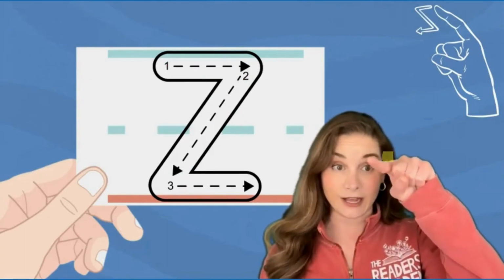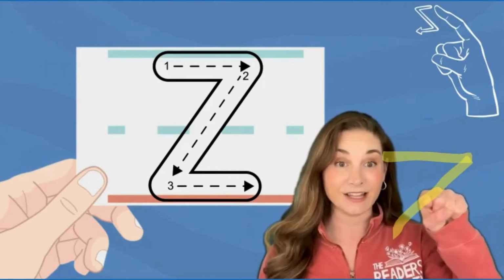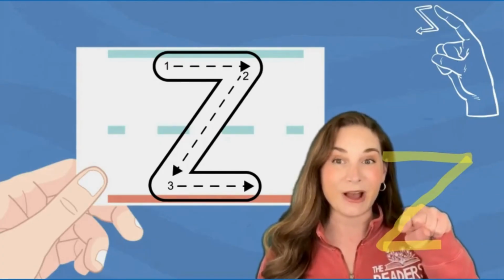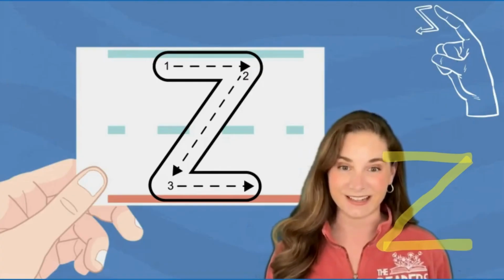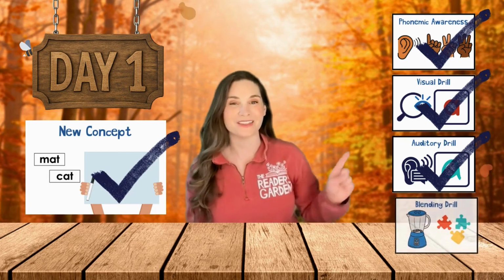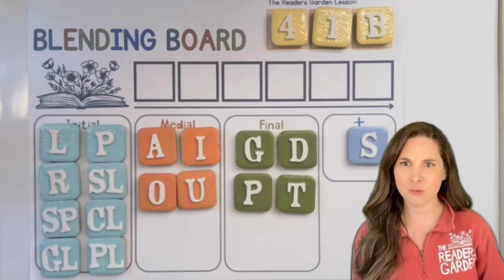We're going to do a line across, slanted line down to the bottom, and another line across. That's how you write the letter Z. Let's finish up with our blending drill. All right, let's see what we're working with.